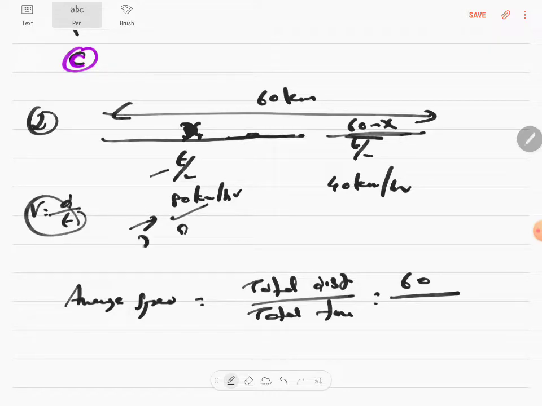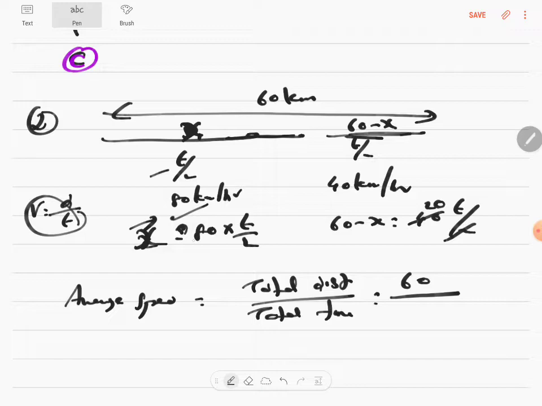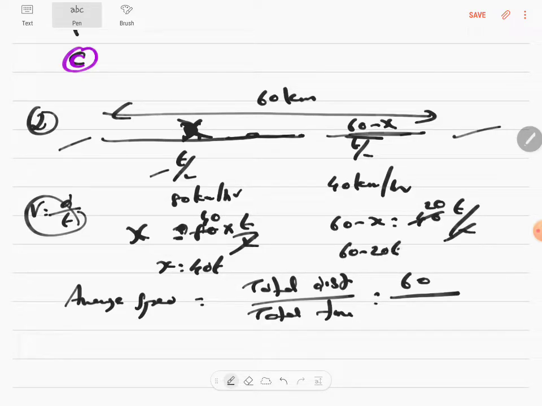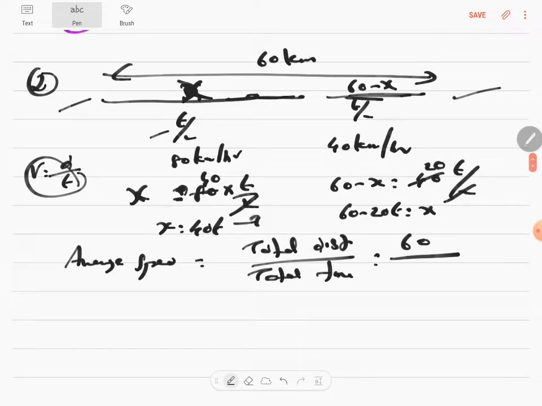So x is 80 into t by 2, and 60 minus x is 40 into t by 2. So you get x equal to 40t, and 60 minus x equal to 20t. I hope you are clear. This part of the distance is x, and this part of the distance is 60 minus x. So 60 minus 20t is equal to x. Therefore, we can equate this one and this one.